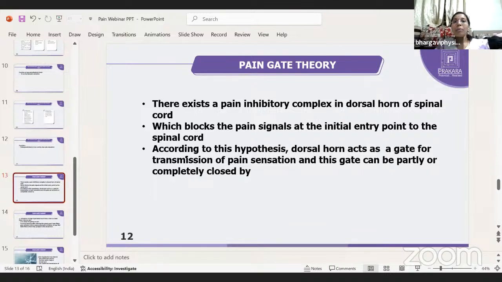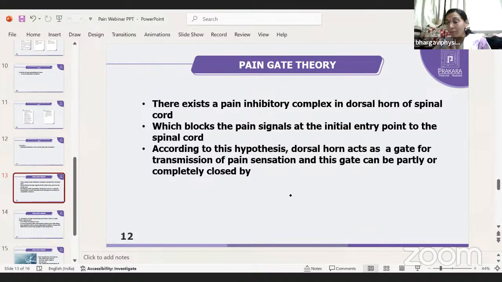So the pain inhibitory complex, which is present in the dorsal horn of the spinal cord, what is it going to do? It will block the transmission of the pain signals initially from the spinal cord to the brain. The pain signals which are carried by the A delta and C fibers make synapse with the nuclei present in the posterior gray horn, posterior root. There our inhibitory complex is going to block that. It is closing the gate for the transmission of the pain signals. So if we are closing the gate, what is going to happen? The person who is present on this side cannot move to the other side.